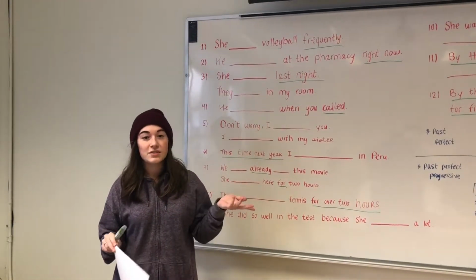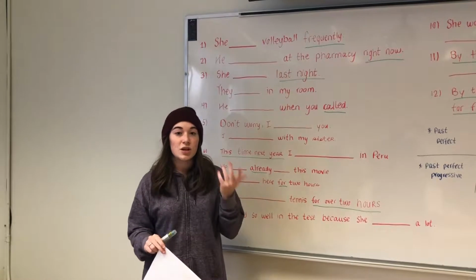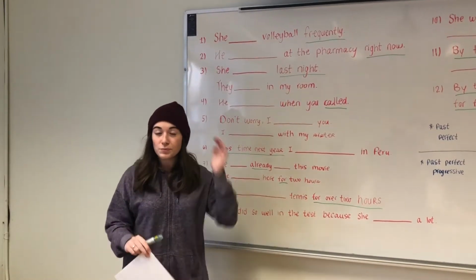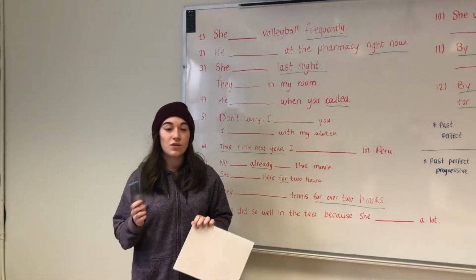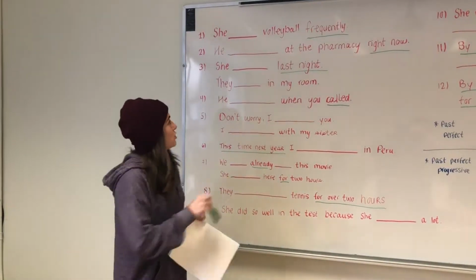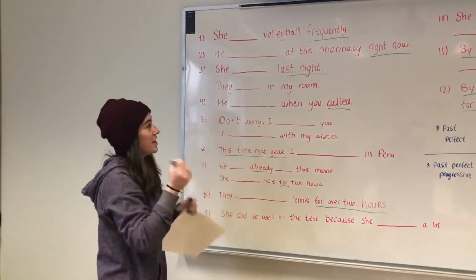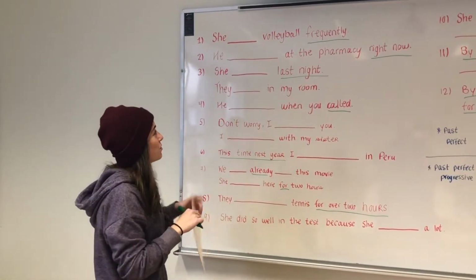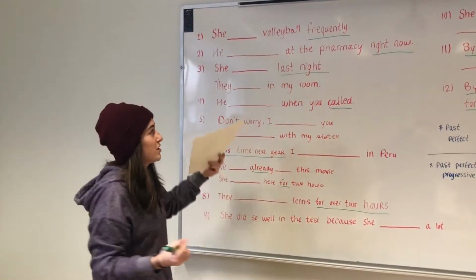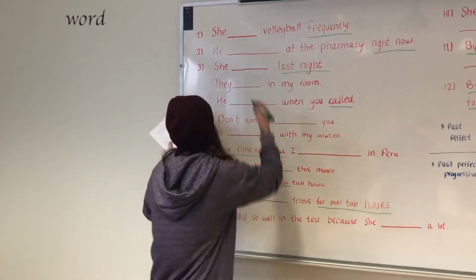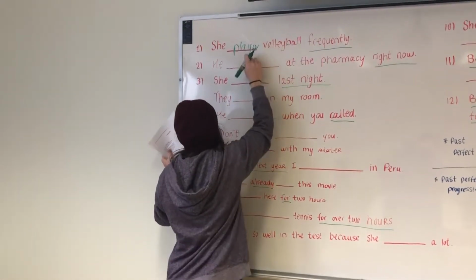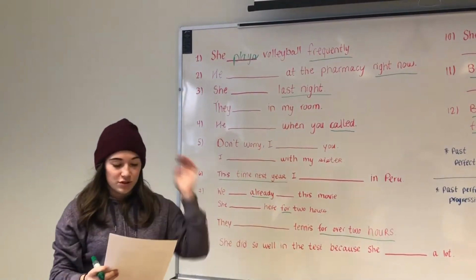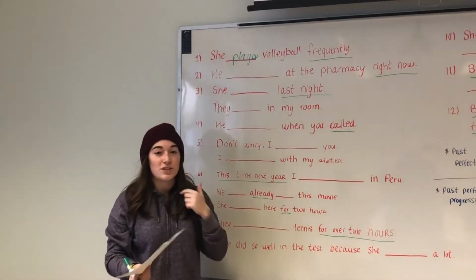So in an affirmative sentence, the form is the subject plus the base form of the verb. But if we use the third person singular, we have to add s or es at the end of the verb. So here, she plays volleyball frequently. So we know that it is simple present because of the word frequently. And we have to put an s at the end of the verb because it is the simple present at the third person singular.